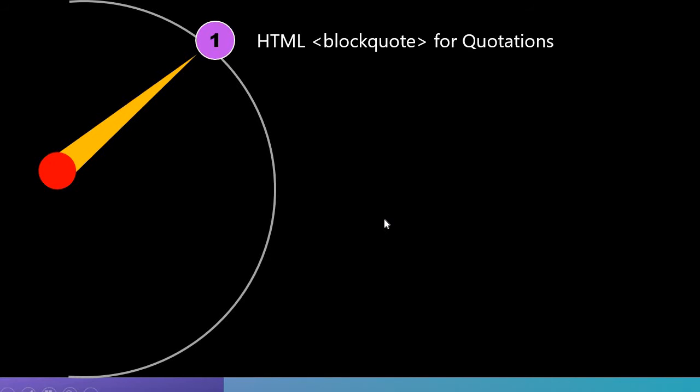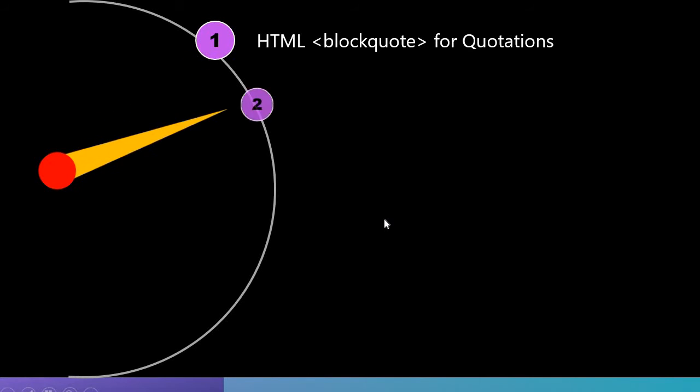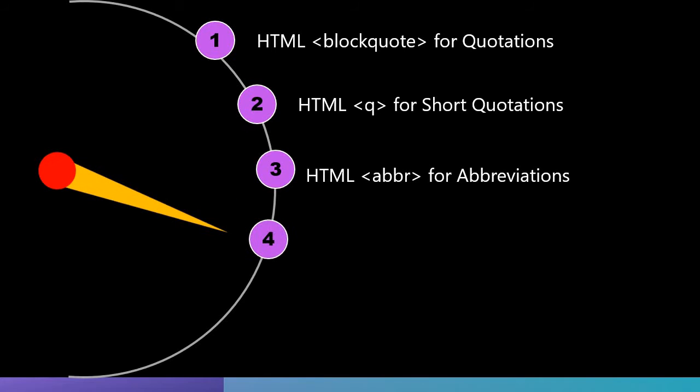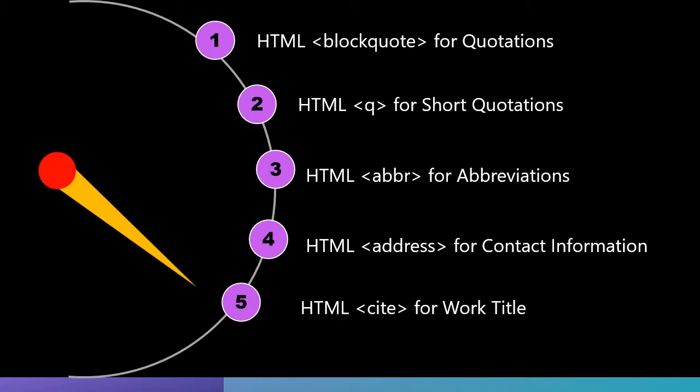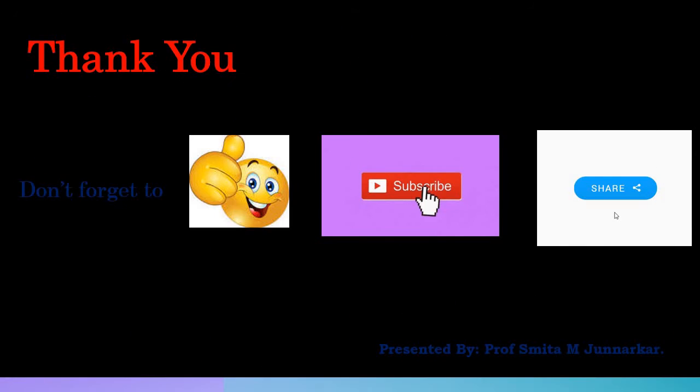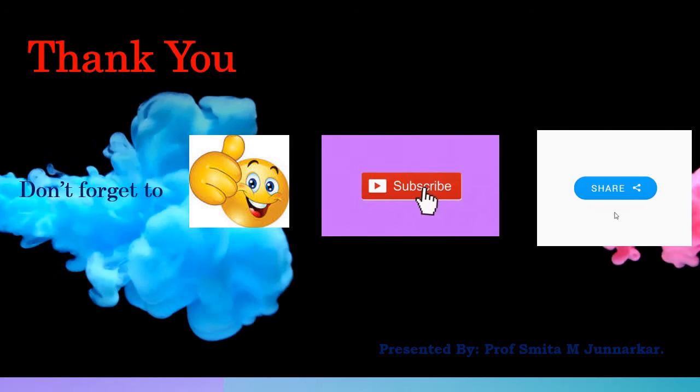In this video section, we are going to see about different types of HTML tags, such as HTML block quotes. This is basically used for quotation, short quotation, abbreviation, address, that is basically where contact information address gets used, and citation, as well as bidirectional override. So let's begin with our HTML practical.